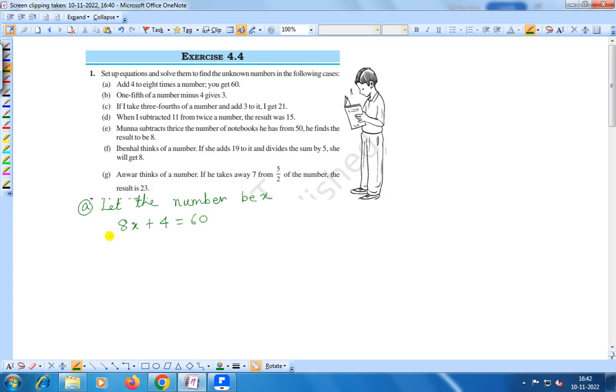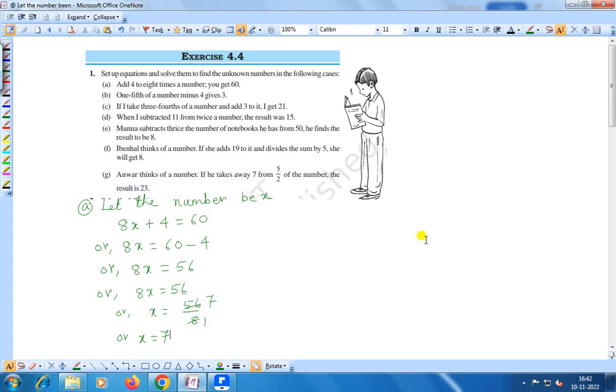We'll solve this equation. If we transpose 4 on the right hand side, it will be 60 minus 4, or you can write 8x is equal to 56, or x is equal to 56 divided by 8. 8 times 7 is 56, so x is equal to 7, which is the required solution of the equation. Right? Now we solve question number B.